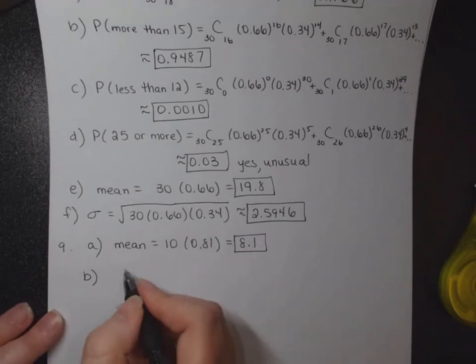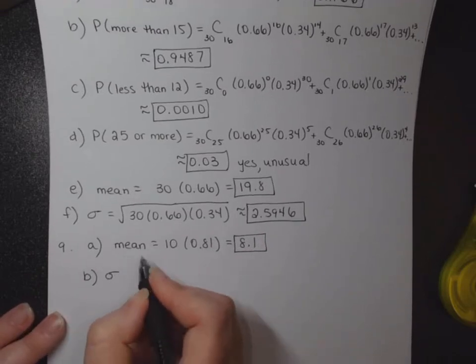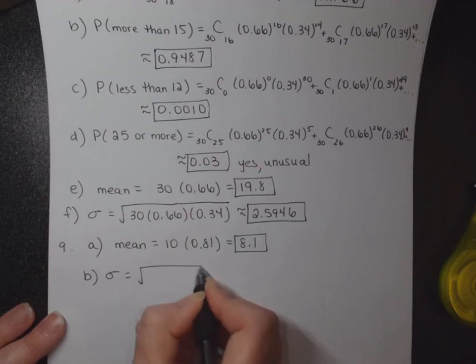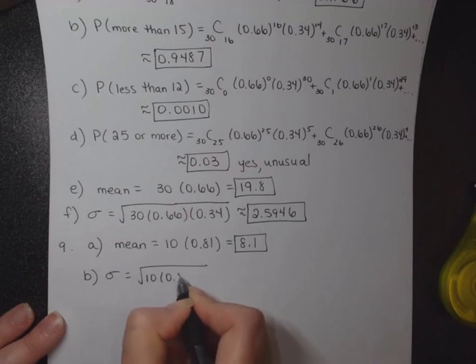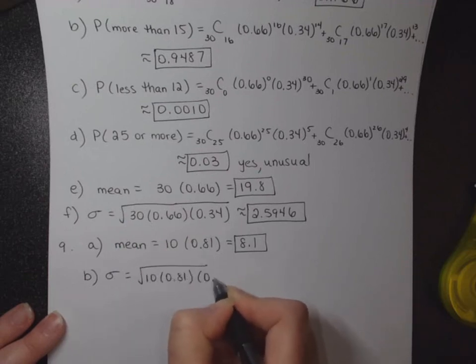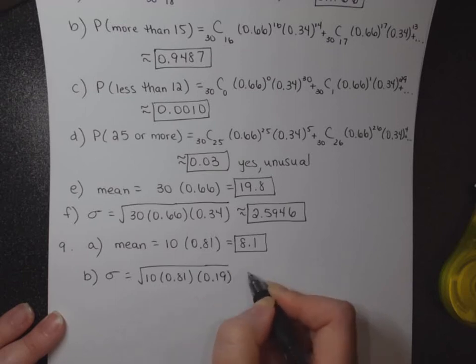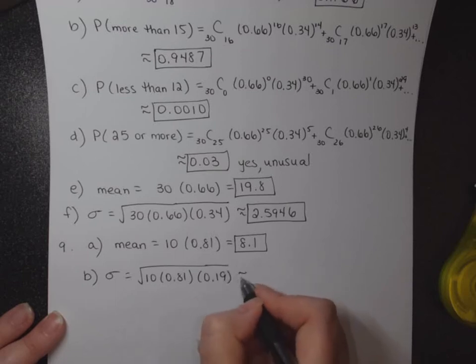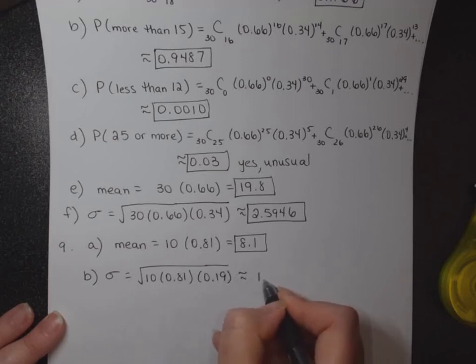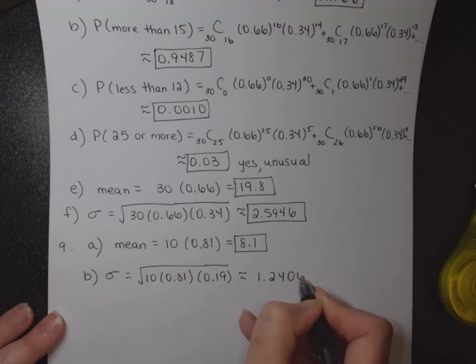For part B, we'll do just what we finished in the last 2 parts up here. So you do number times success times failure, and then take the square root of that. So it works out to be about 1.2406.